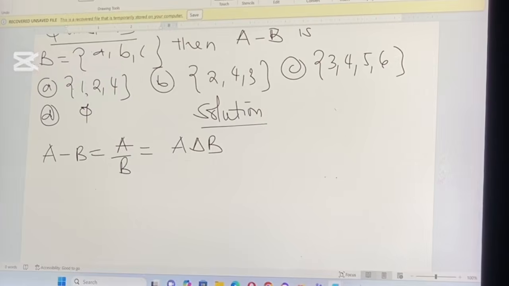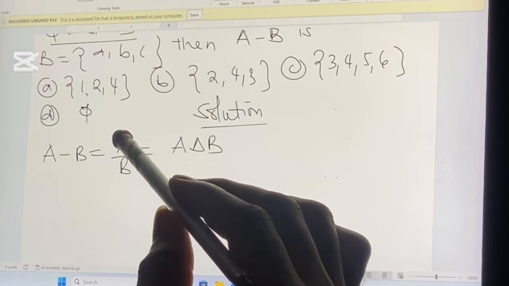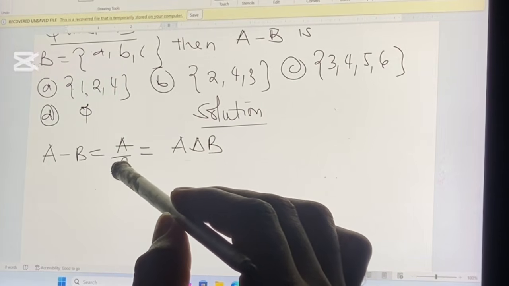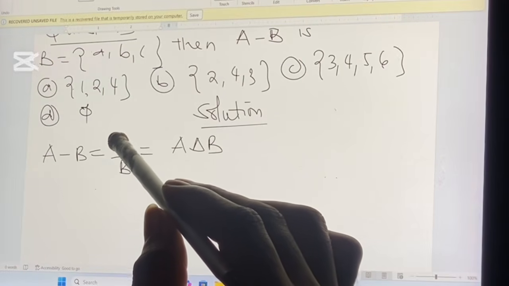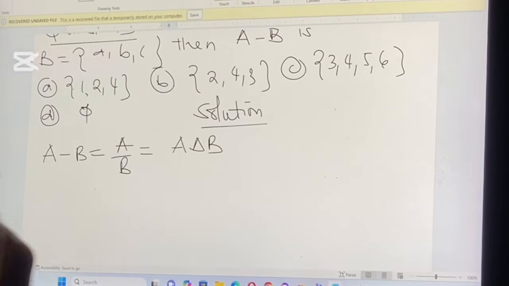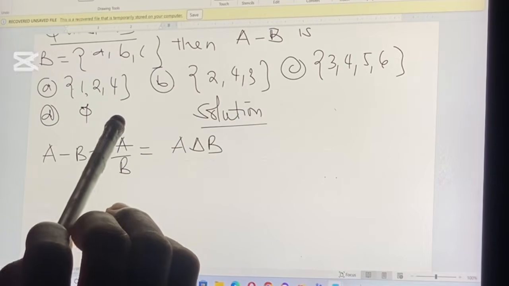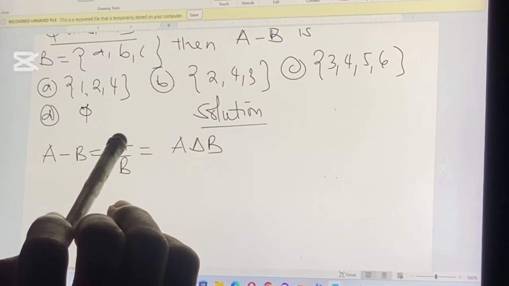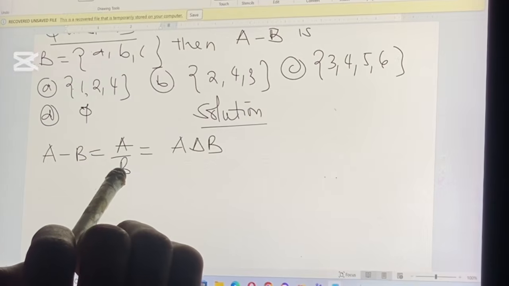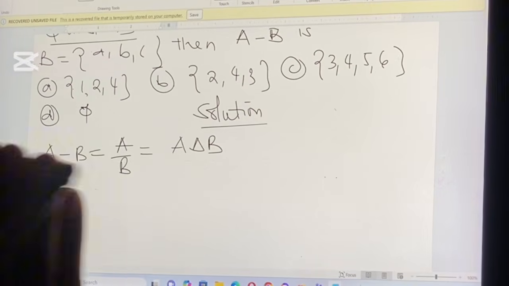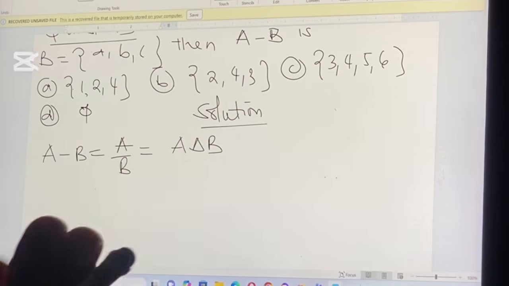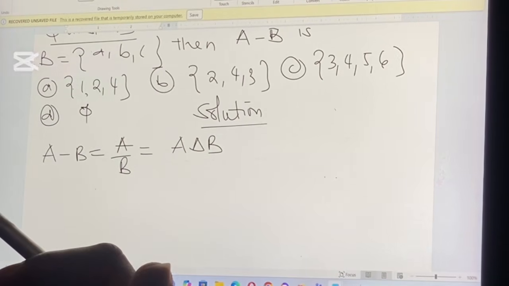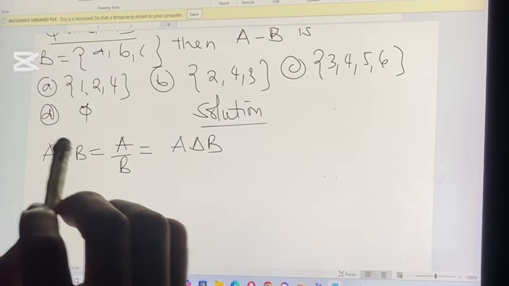All you have to do here is to cancel the common elements in A and also in B, and the answer will be taken from the set at the top. You cancel the common element in A and the common element in B. So the set at the top will be the answer. So if there's no cancellation, also the set at the top will be the answer. Please take note. Okay, let's simplify this to understand properly.